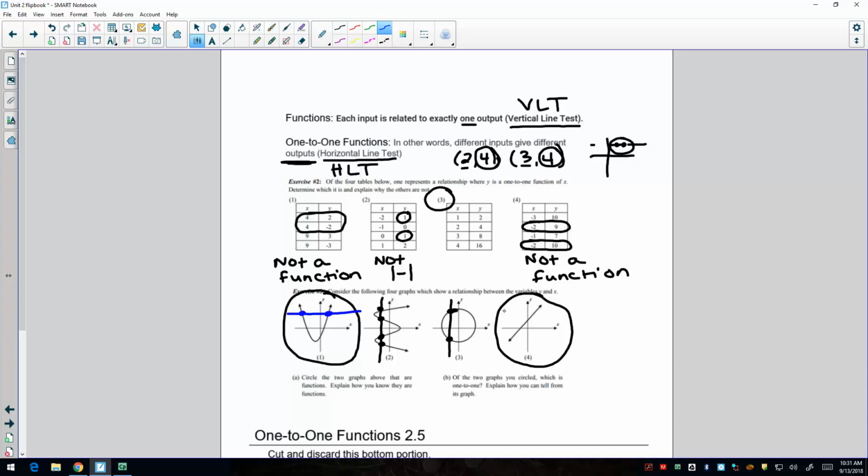If I do the horizontal line test here, it's only ever going to hit my function at 1 point, no matter where I do my horizontal line test. So therefore, this one is the one that is 1 to 1. So it is choice 4 because it passes. And I'm going to use HLT, like I said, to abbreviate the horizontal line test. And you can do that as well on your notes. Okay, so that's it for lesson 2.5. Up next is lesson 2.6.